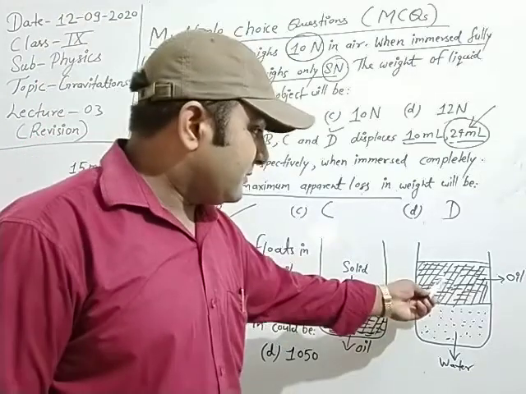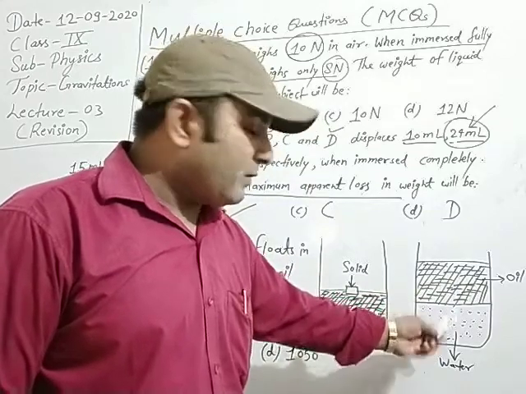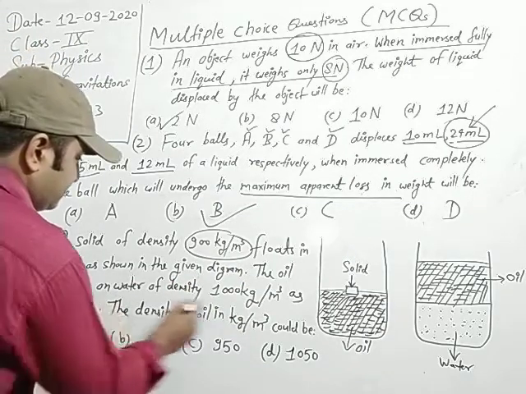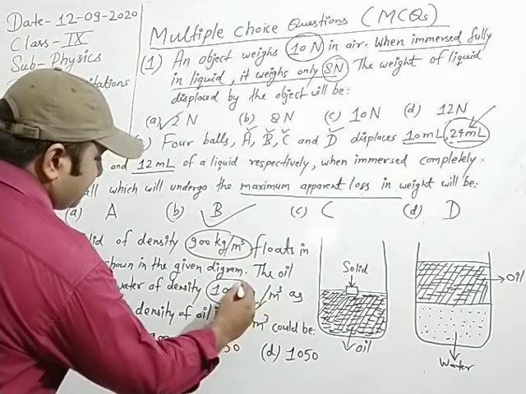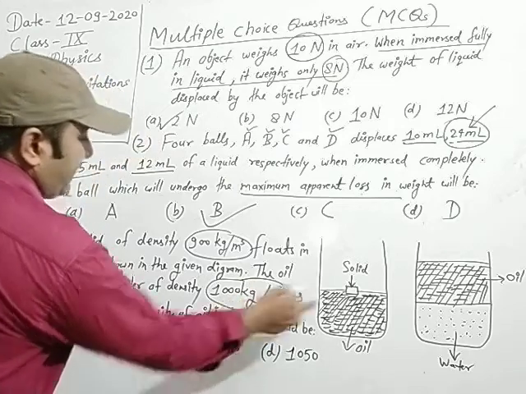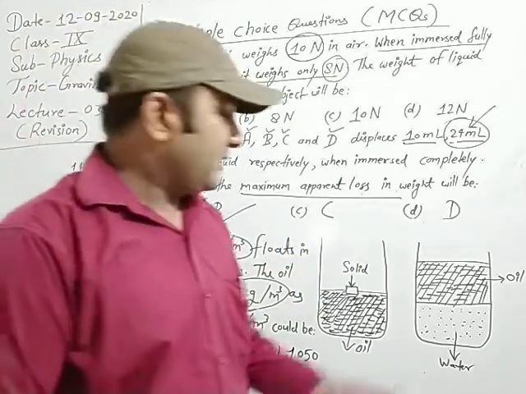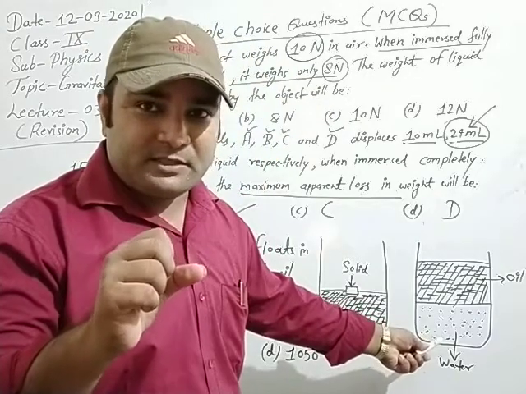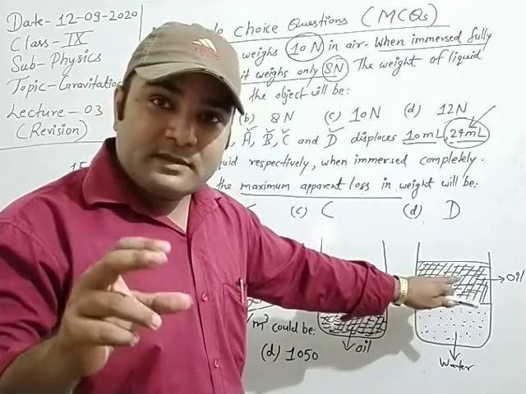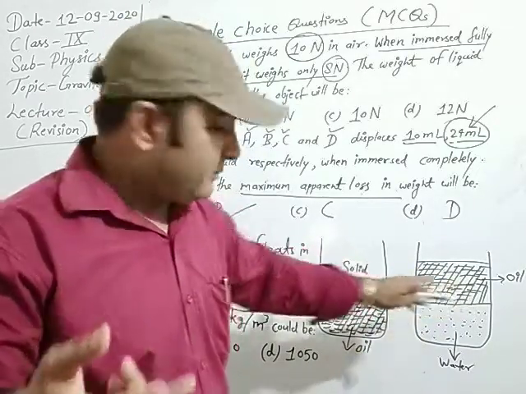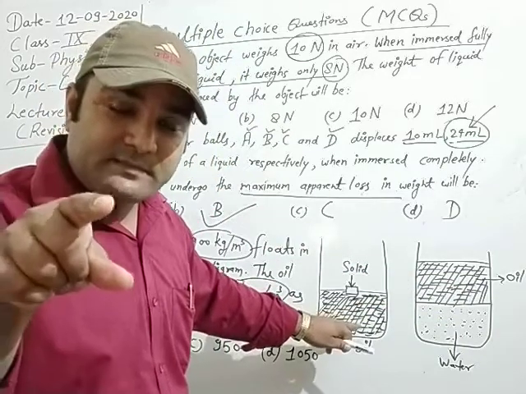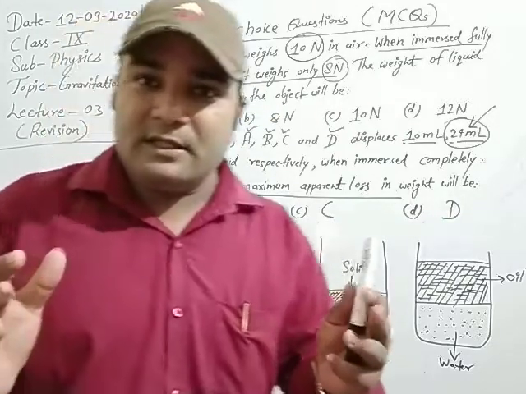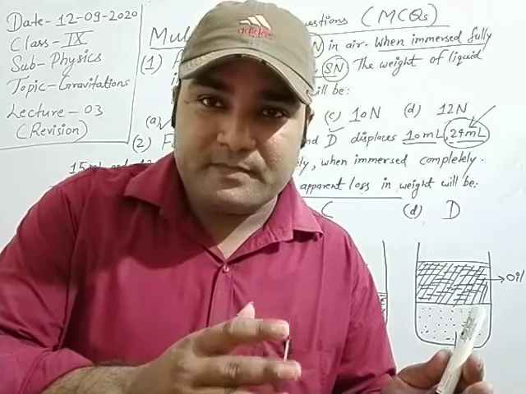And here the oil is also floating on water. The oil floats on water of density 1000 kg per meter cube. What is the density of water? That is 1000 kg per meter cube. So the oil density will be less than 1000, but according to the earlier condition, greater than 900. It means the density of oil must lie between 900 and 1000.